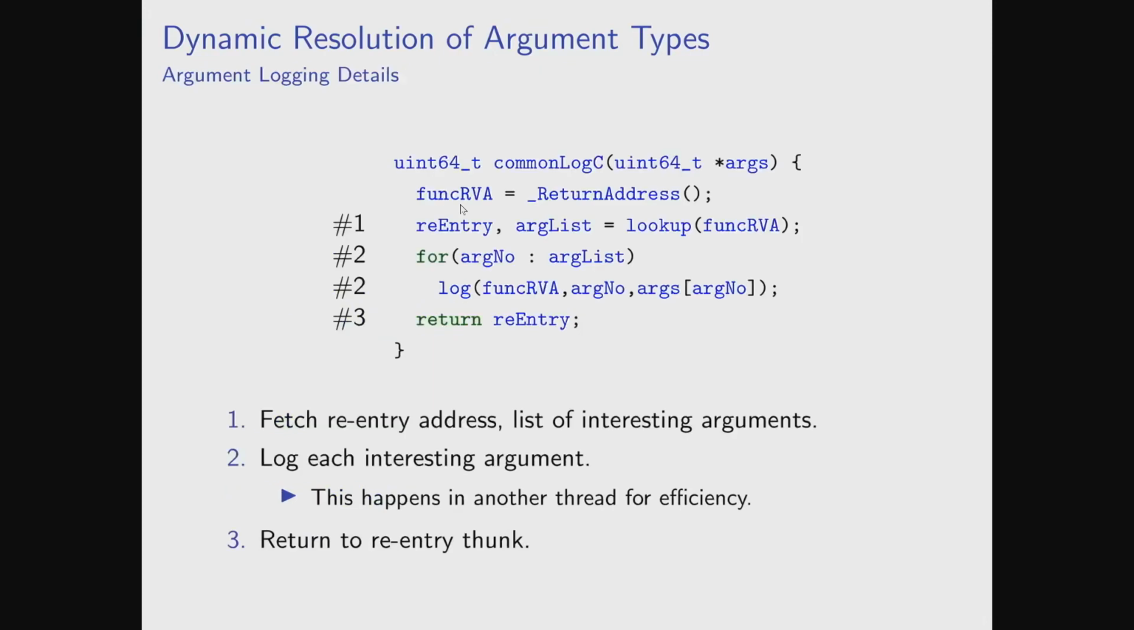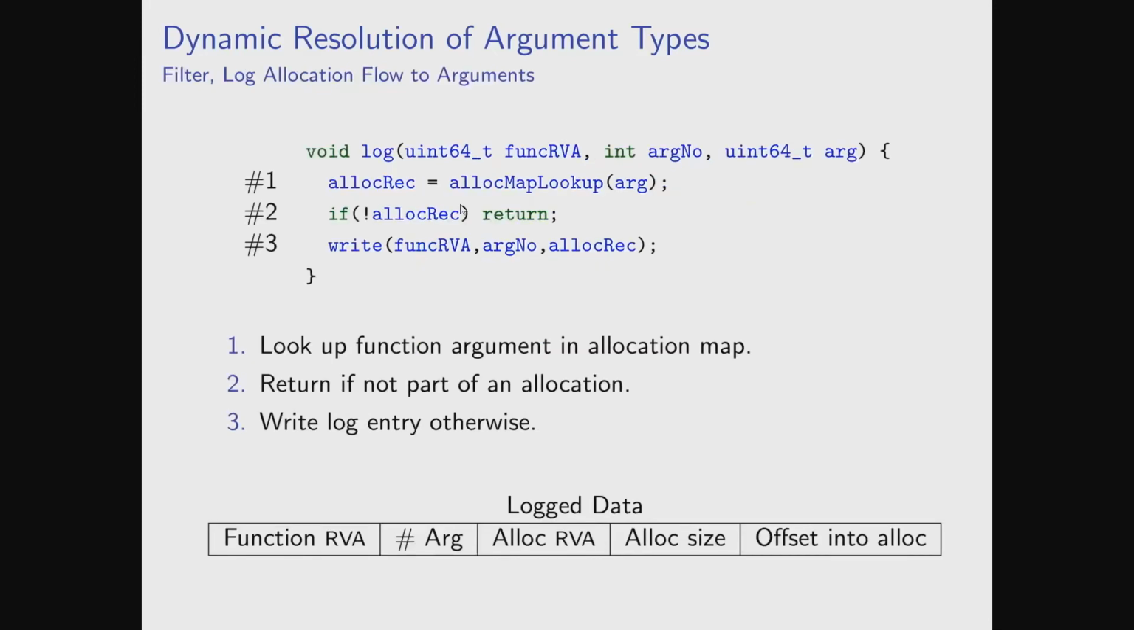So then this is the C version of the logging function, which is just look up in the hash table the list of pointer-sized arguments as well as the re-entry location. And then for each argument, log it, which is to say, for each pointer-sized argument, look up, is this within our allocation map? Does this argument correspond to something that is currently allocated? And if so, log the function, which argument, where the allocation came from, how big the allocation was, and the offset into the allocation.